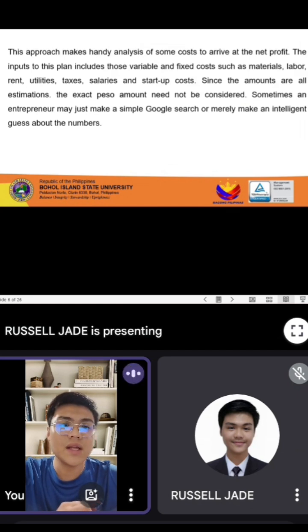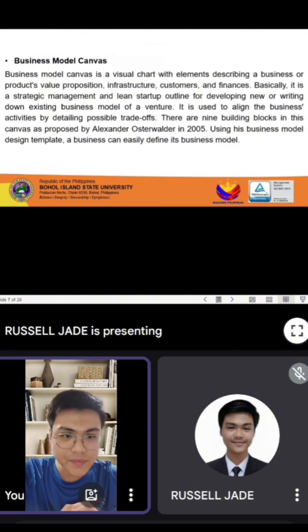Sometimes an entrepreneur may just make a simple Google search or merely make an intelligent guess about the numbers. Entrepreneurs may have the leeway to overestimate but not to underestimate inputs listed in the back of the envelope or napkin. With these inputs, the entrepreneur may somehow find out which items he can cut cost on to increase his profit or margins. All right, so next we have the business model canvas.